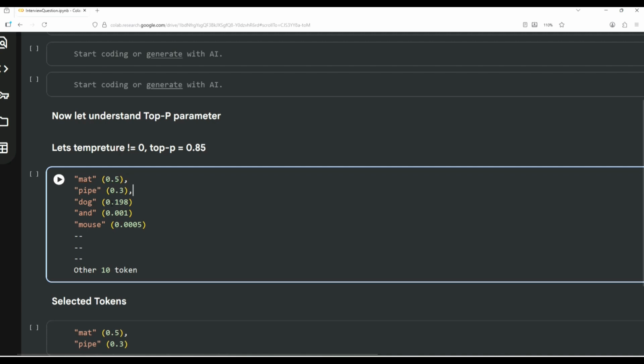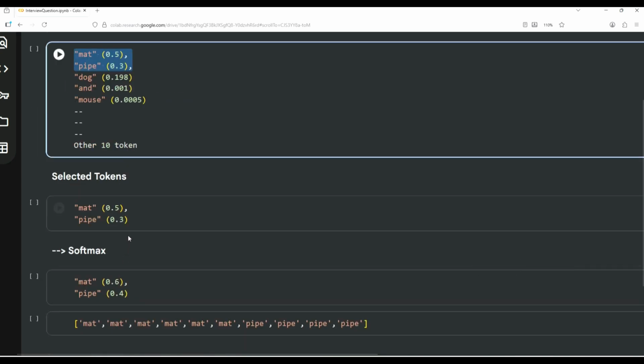Now we'll consider dog. We'll see whether the sum of these three probabilities is greater than 0.85. What we'll find is yes, it is greater than 0.85. So we will not select dog and we will not select any other token which comes afterward, right? We'll select only these two tokens. That is what we have done.